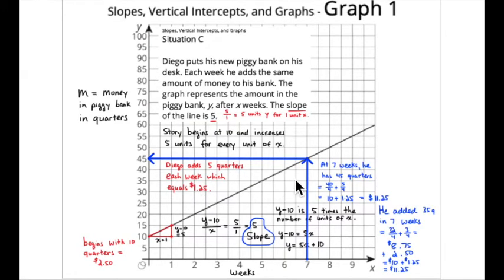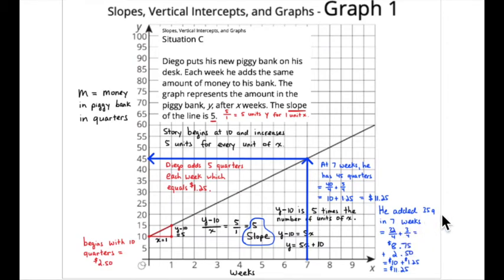All right, so one example. At 7 weeks, he has how many quarters? At 7 weeks, y is equal to 5 times 7, which is 35. He adds 35 quarters, and he started with 10 quarters. So he has a total of 45 quarters. So he adds 35 quarters in 7 weeks. He started with 10 quarters.